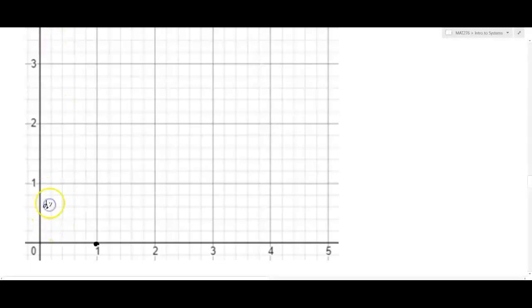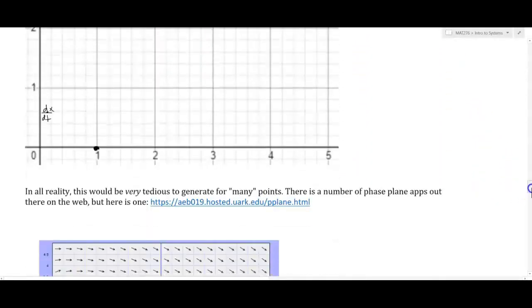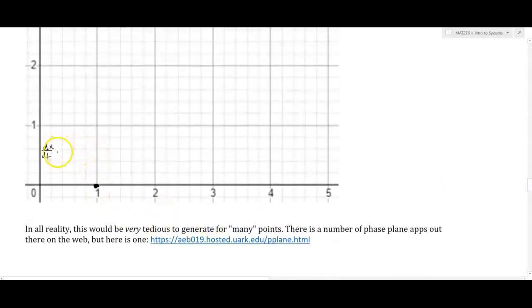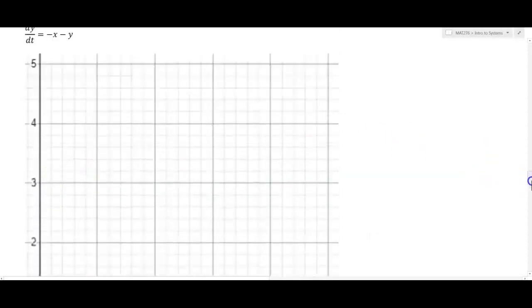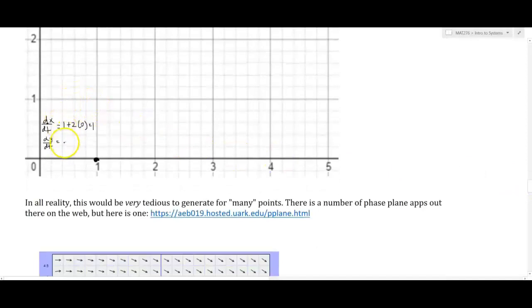To get the dx/dt, I have to take x plus 2y. So the x value is 1, 2 times the y value, that's 0. That gives me an output of 1. To calculate dy/dt for the point (1, 0), that's going to be negative x minus y. So that's negative 1 minus 0, and that comes out to negative 1.